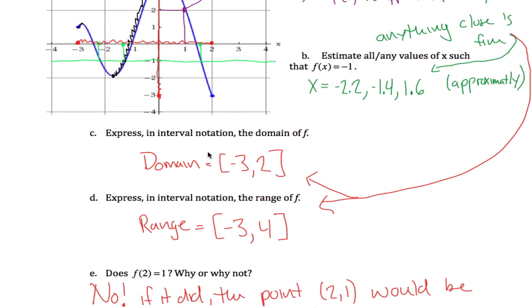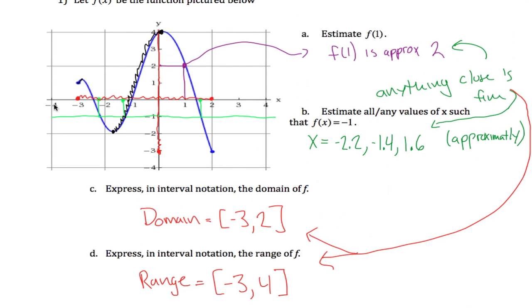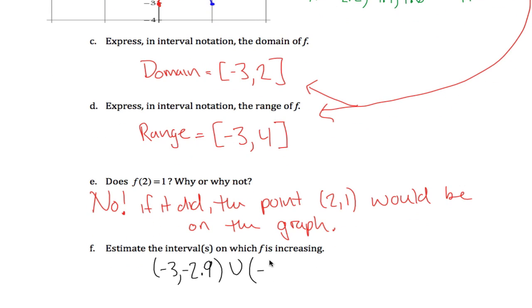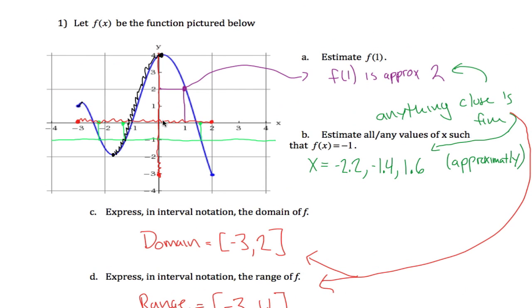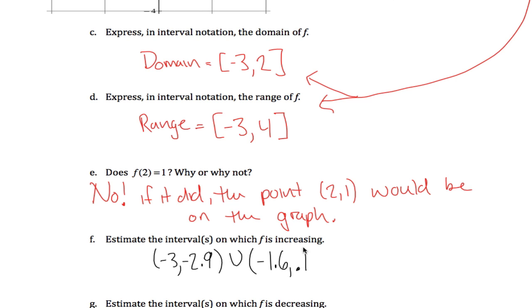So what I would say is it's increasing from -3 up to, I don't know, -2.9 or something like that. And again, from this value, which, I don't know, -1.6-ish, all the way up until our x value here, which is just barely bigger than 1. Maybe I'll call it 0.1. But I better emphasize that these answers may vary too.